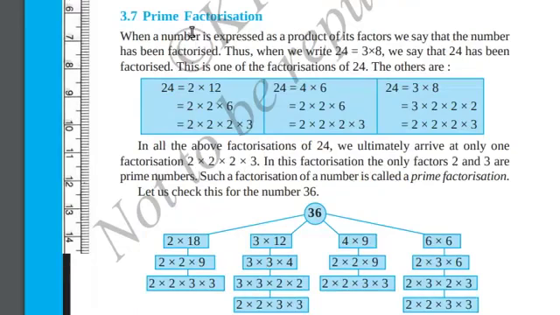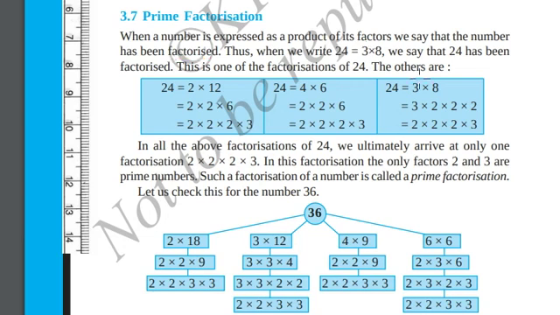Prime factorization. When a number is expressed as a product of its factors, we say that the number has been factorized. When we write 24 as a product of its factors 3 and 8, 3 times 8 is equal to 24. We say that 24 has been factorized.